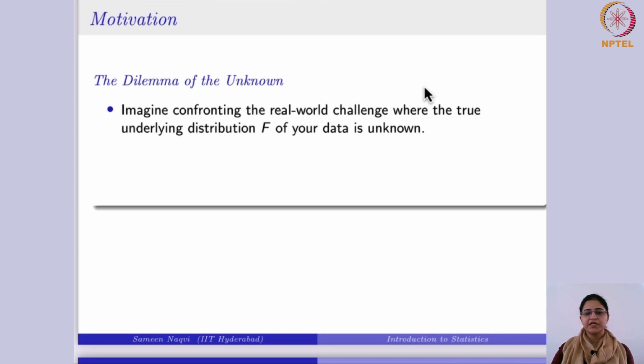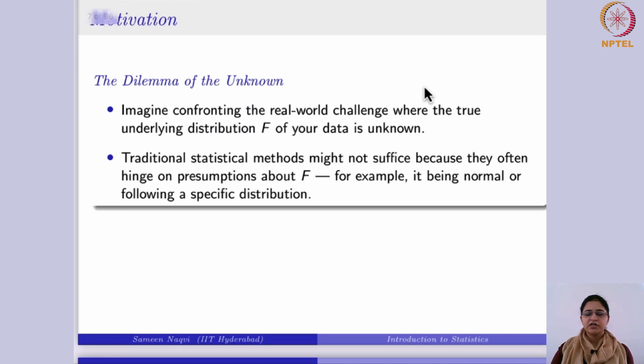Suppose you are dealing with a real world challenge where the underlying distribution of your data is unknown. So you have collected the data, but you do not know the distribution from which it is coming. Now, in earlier cases that you have studied, the traditional methods cannot be applied here, because they often assume something about the distribution. Last time you can recall that we considered normal distribution or maybe specific distributions. So if you have to then analyze your data, then what can you do?